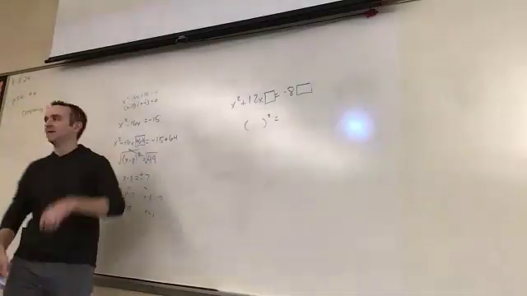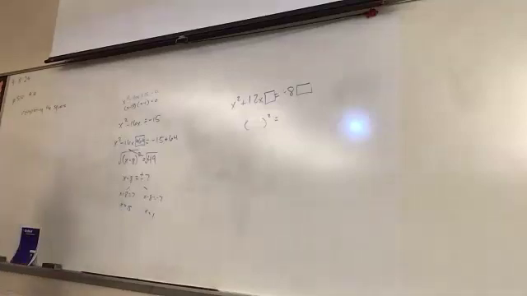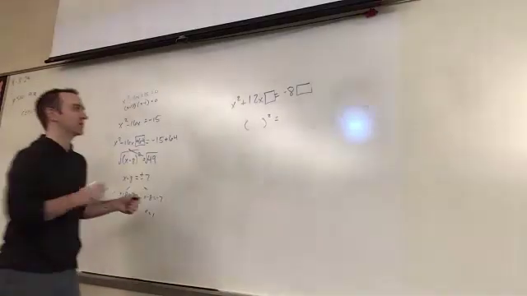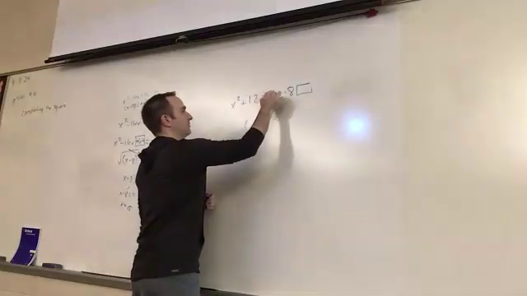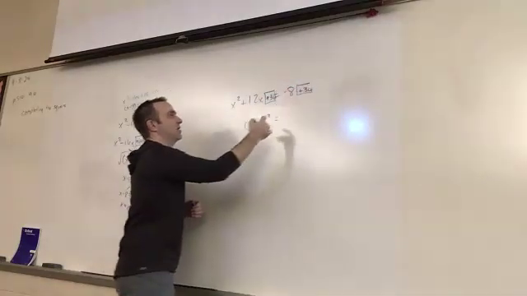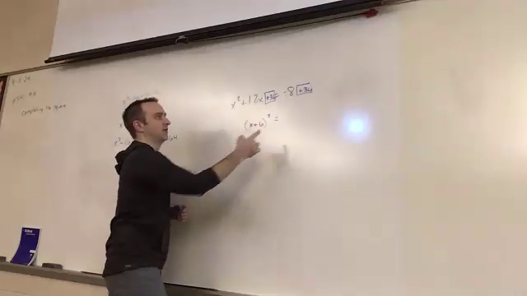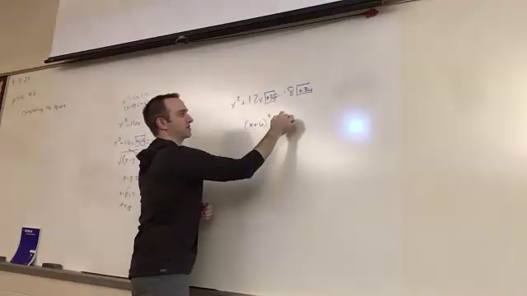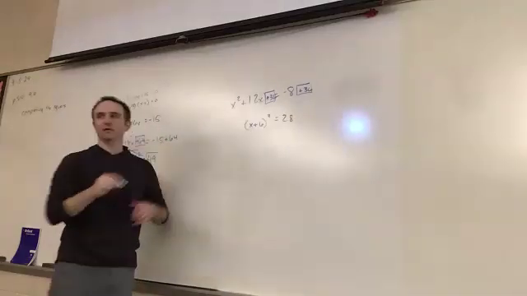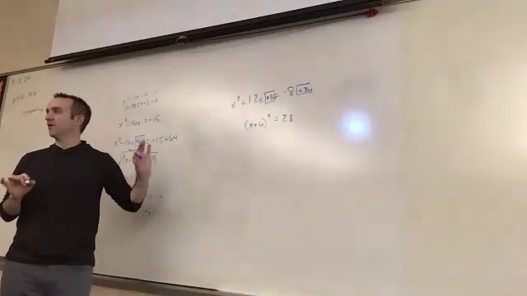Raise your hand and tell me, what are we adding to both sides? What's going in the box here? Zoe? 36. Right? 36 on both sides. So when we simplify this, in the parentheses is x plus 6. Over here, negative 8 plus 36 is 28. So we're here. Okay, everybody good so far?